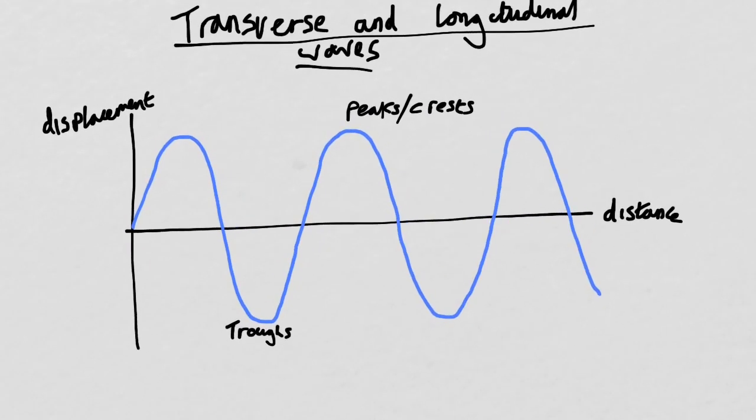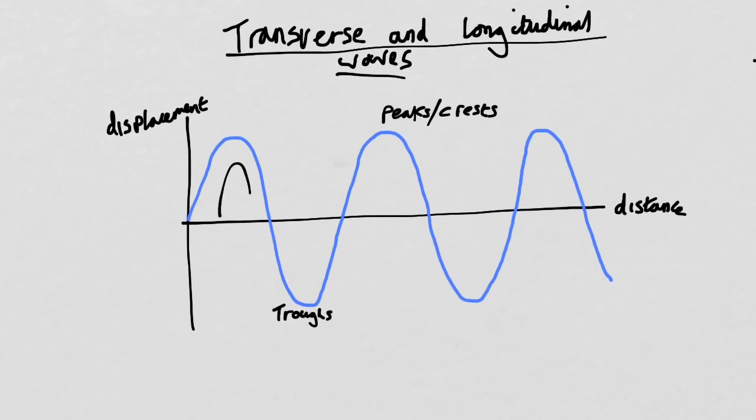Now the wave itself is going up and then down again, and it's doing so about a central position. This line in the middle is our central undisturbed position, and the molecules of the wave are displaced up and down about this central point. So we've got peaks, which are the points of maximum displacement upwards, and troughs, the points of maximum displacement downwards.